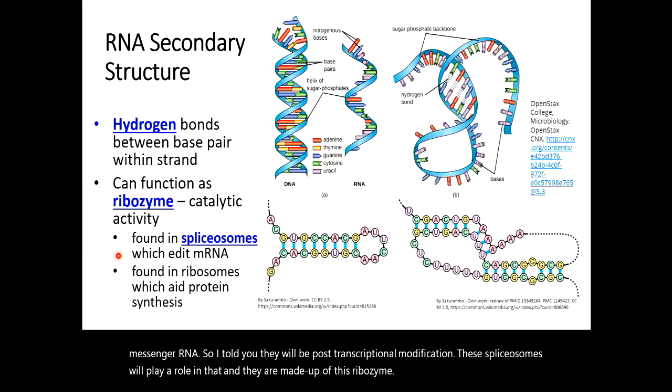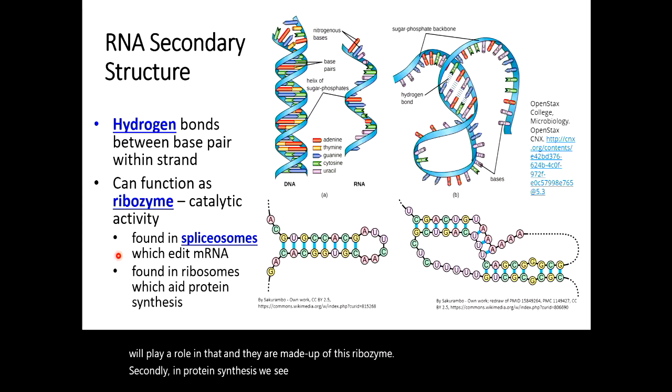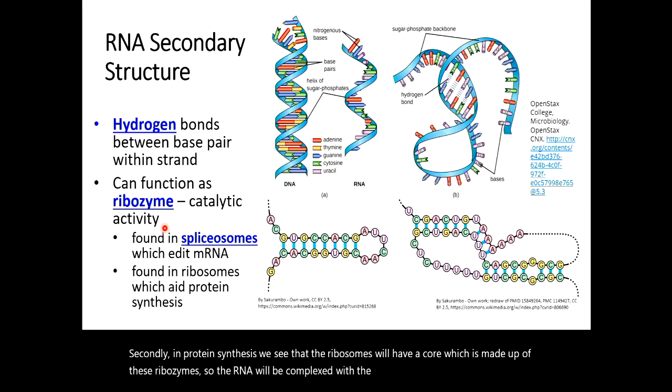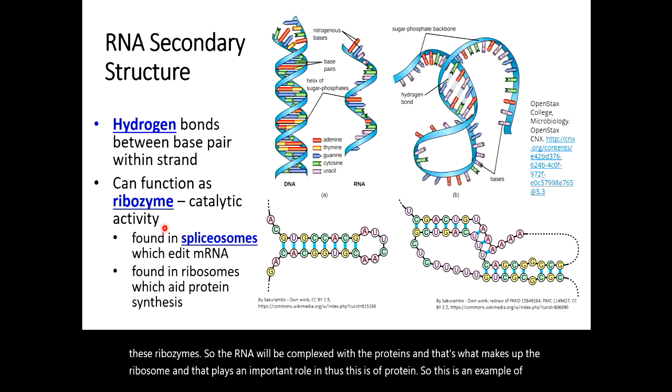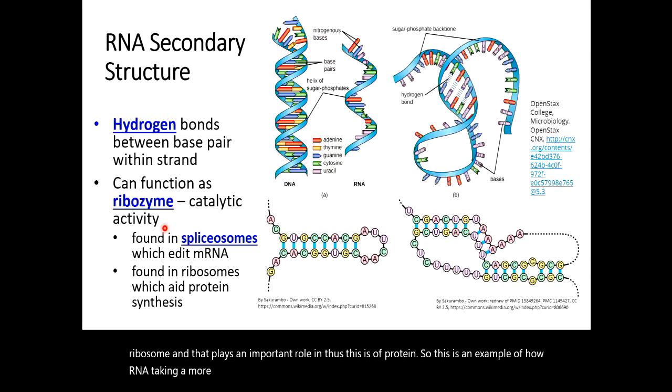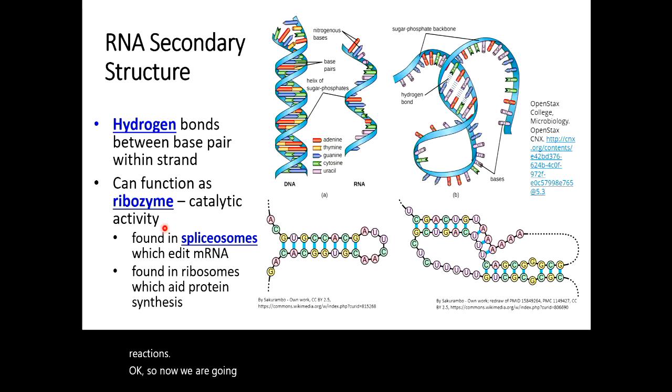Secondly, in protein synthesis, we see that the ribosomes will have a core which is made up of these ribozymes. So this RNA will be complexed with the proteins, and that's what makes up the ribosome, and that plays an important role in the synthesis of proteins. So this is an example of how RNA taking a more complex secondary structure can have a functional relevance in catalyzing reactions.